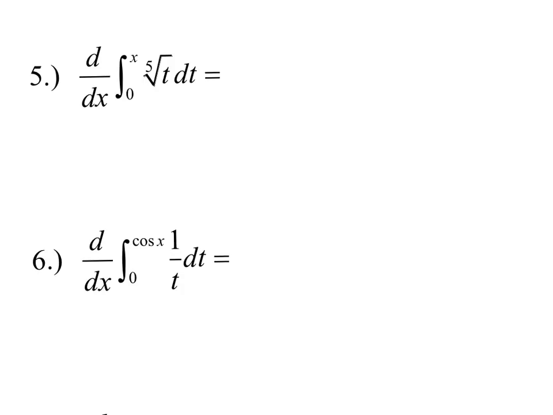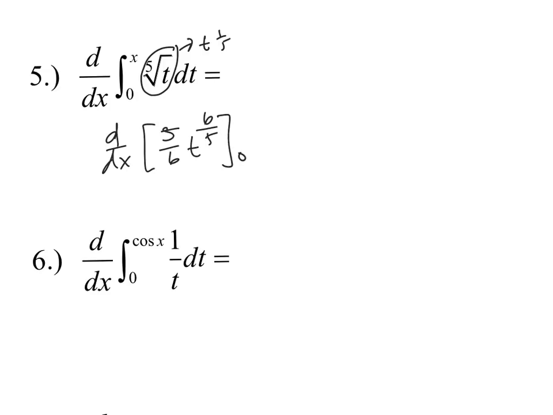So first of all, let me just remind you that the fifth root of t is the same thing as t to the 1/5, right? So what we're going to do is take the derivative of the integral from 0 to x of the fifth root of t dt. The antiderivative of t to the 1/5 would be t to the 6/5 divided by 6/5. So that's 5/6 times t to the 6/5. And then we're going to evaluate that antiderivative at 0 and at x, and then subtract those.